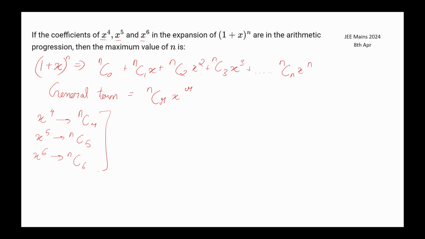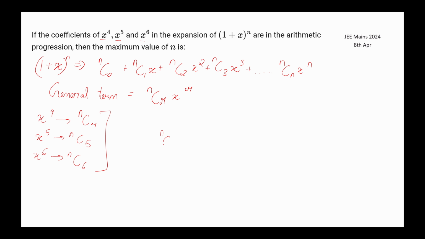Now they've told us that these 3 are in arithmetic progression. That means if nc4, nc5 and nc6 are in arithmetic progression, we can say that this is a, b and c.